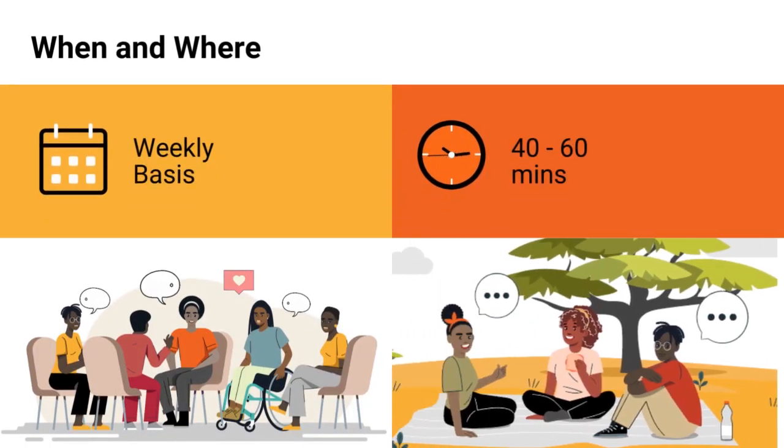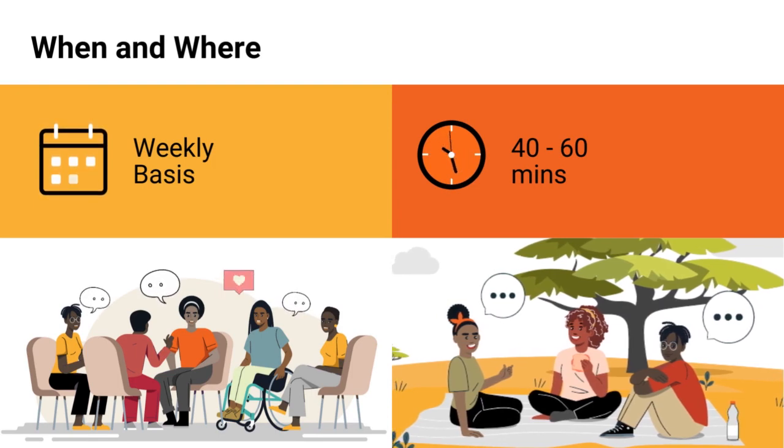When and where? Skills training sessions take place on a weekly basis. They can happen before, during, or after school. The venue for the skills training session could be a classroom, community hall, or even outside under a tree. Sessions can also happen over weekends and they last between 40 to 60 minutes.